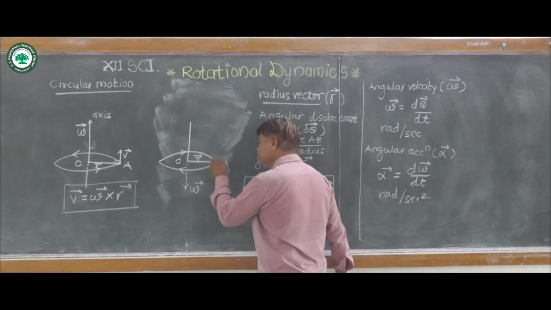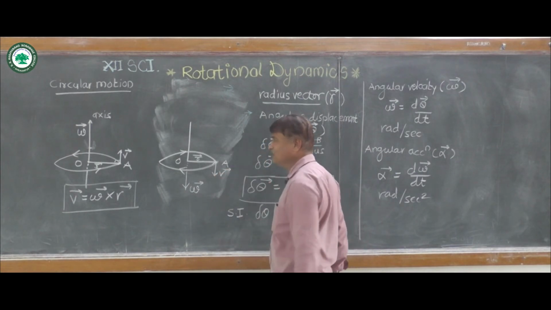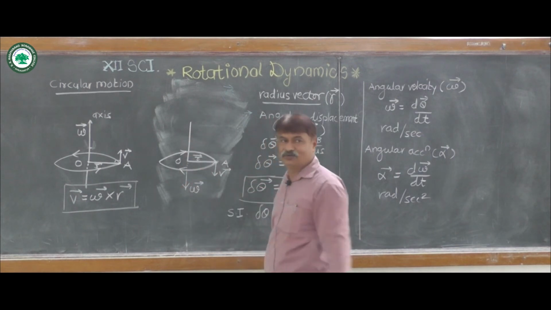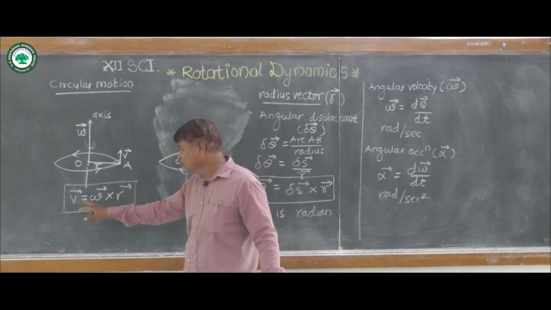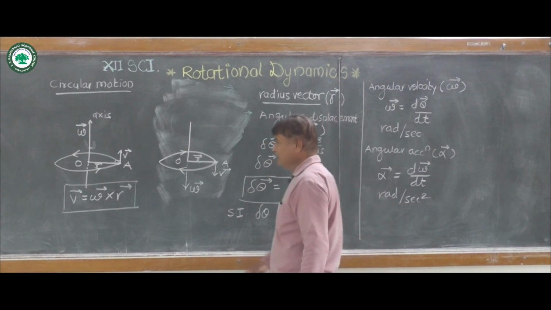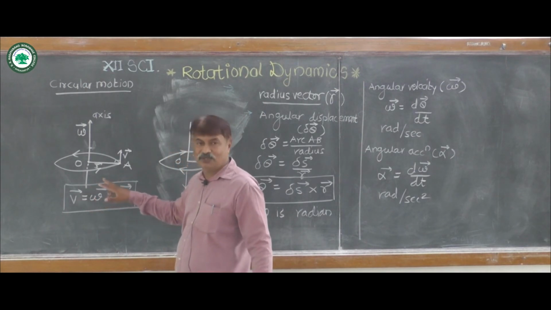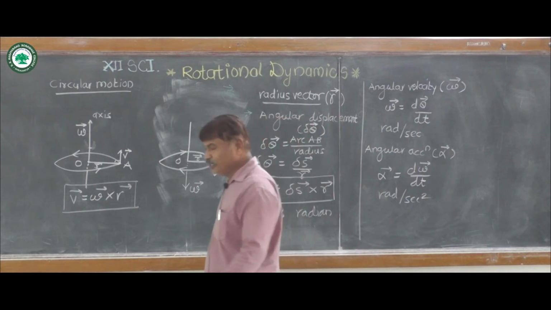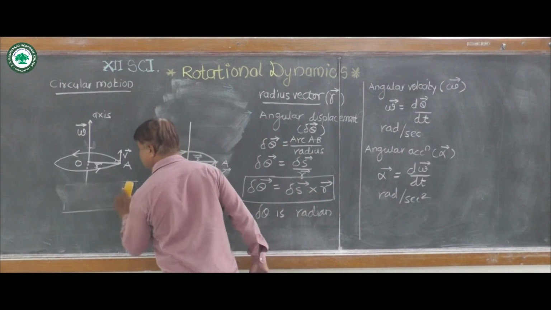then the velocity is again along the tangent but in the downward direction. This is the direction of tangential velocity, and therefore omega is also in the downward direction. But it satisfies the same relation, V bar is equal to omega bar cross R bar. So remember this relation between linear motion and angular motion. In this way, we study the direction of V bar and omega bar.